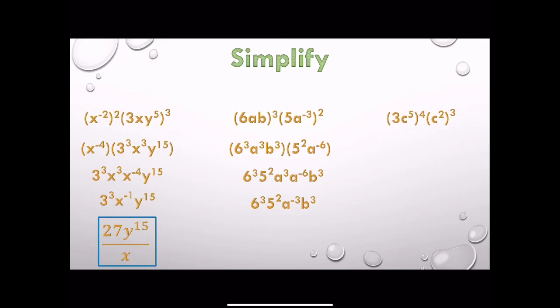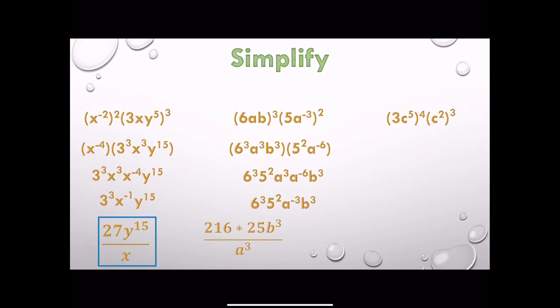Now I'm going to look. I can cube the 6, and I can square the 5, and I can make that a positive. So 6 cubed means 6 times 6 times 6. 5 squared means 5 times 5. My b cubed, he's going to hang out there on the top. He has nothing to combine with, but I moved my a cubed to the bottom.